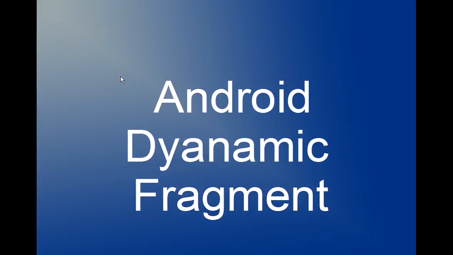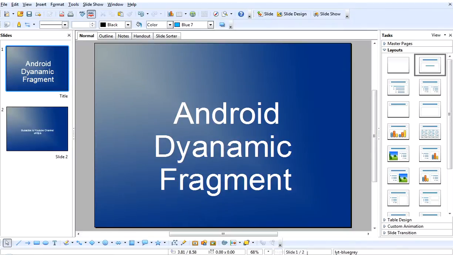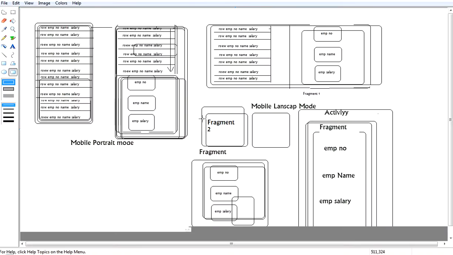Welcome to Android tutorial. Today's topic is dynamic fragment. In the previous section we discussed static fragments. We have a screen and we split it into two parts, and in the second part we placed this fragment here. In landscape mode, I split it into two parts and placed the same fragment here.